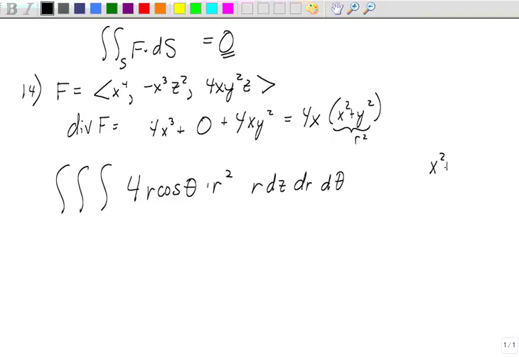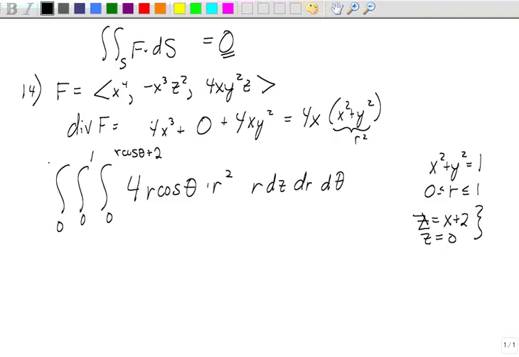We have x squared plus y squared equal 1, so that tells us that R is between 0 and 1. That's the middle integral. Z is between x plus 2 and 0. And x is our R cosine theta, so we'll change that right away. That's R cosine theta plus 2. And theta goes from 0 to 2 pi. And again, I'll let you integrate that. That won't be hard. Combine your r's first.